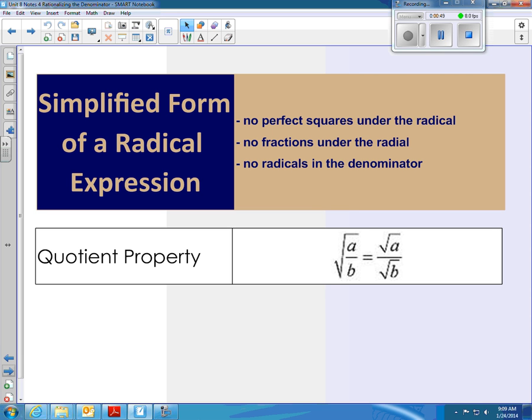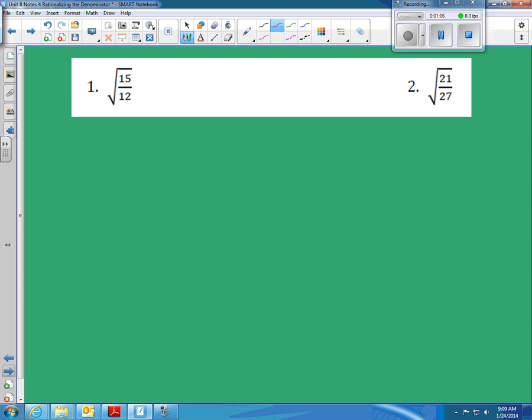We have our quotient property that says, hey, if I have something underneath my square root sign that is a fraction, such as this, I can actually break it into two parts. And the top and the bottom will have their own square roots. So let's go ahead and try that with our first one here. So first, I'm going to break it into the square root of 15 over the square root of 12. Okay, we're going to simplify underneath our radicals.